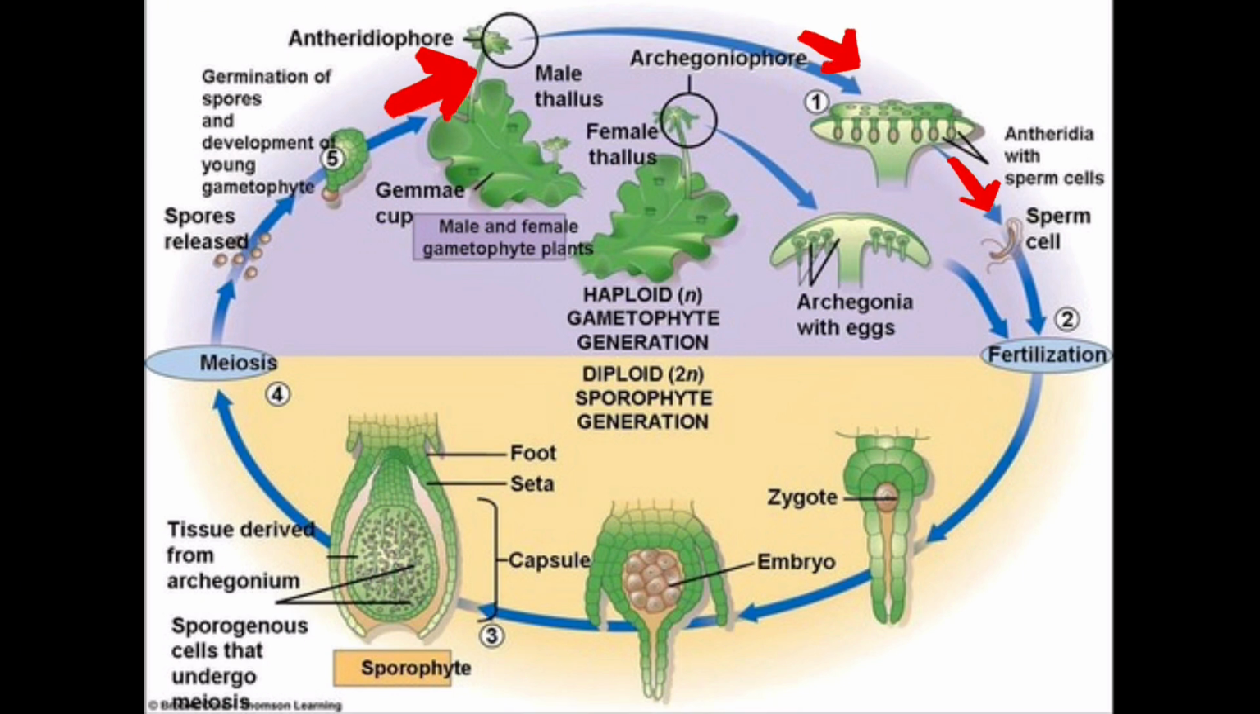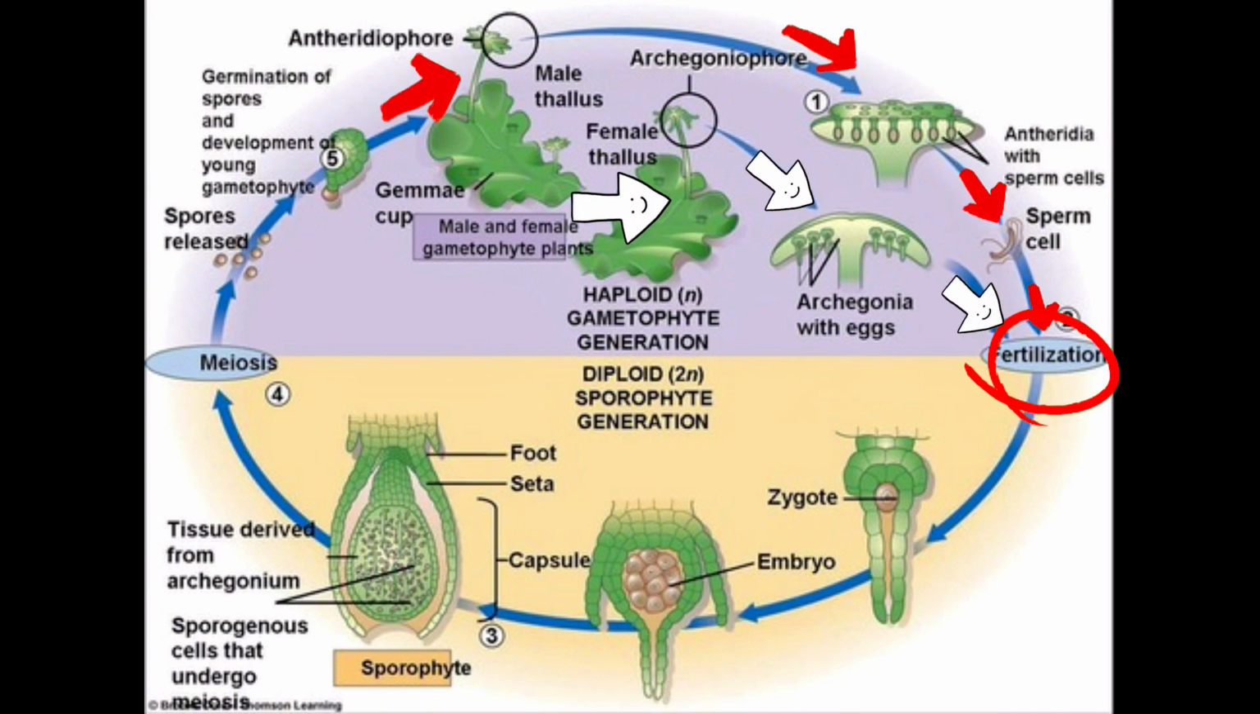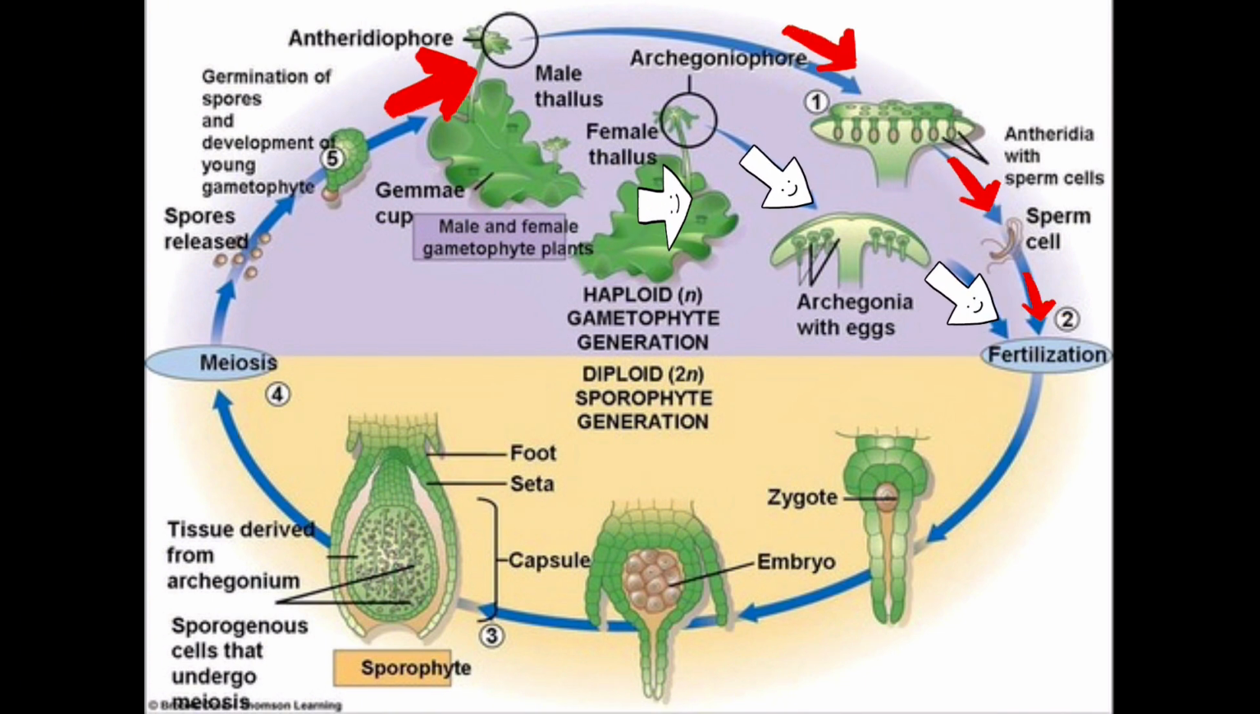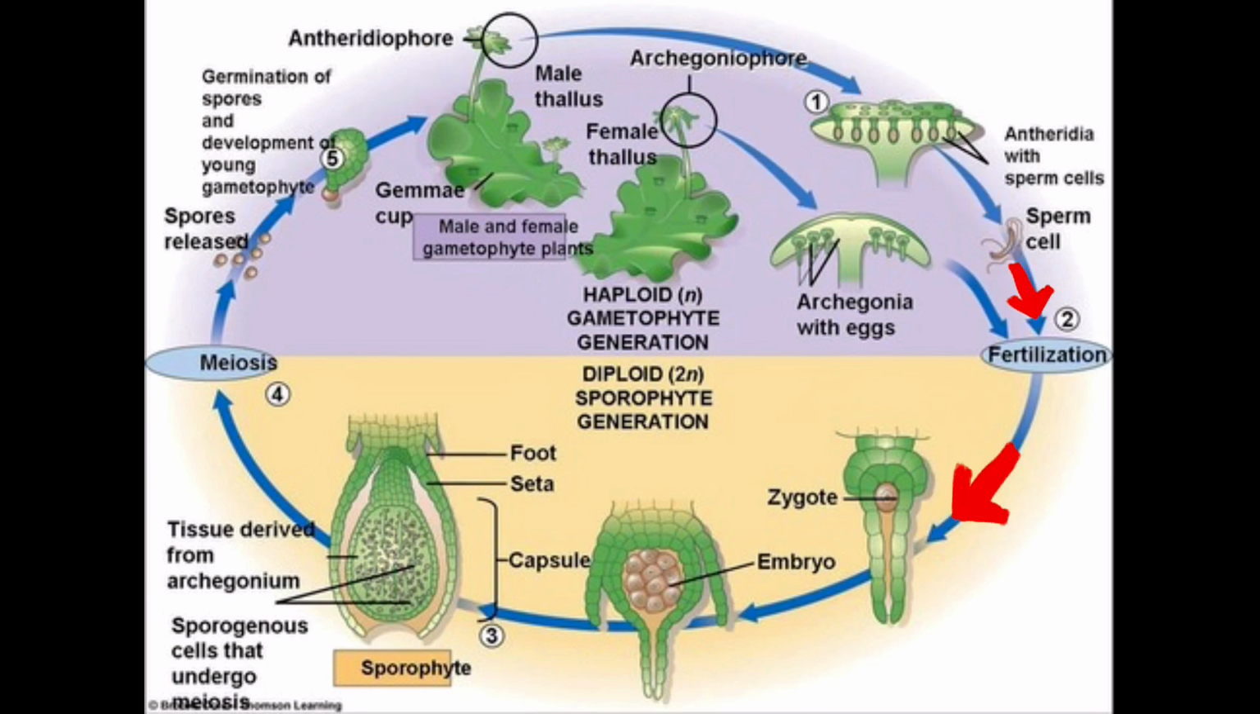The antherozoid has to swim up to the egg cell. For this purpose, there is a need for water. So we can call bryophytes the amphibians of the plant kingdom. So these antherozoids swim up to the egg cell and there is fertilization. After the fertilization, there is formation of a zygote. This zygote undergoes development and produces the sporophytic stage in Marchantia.